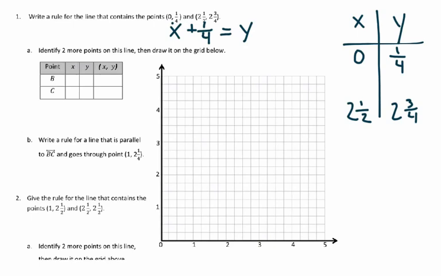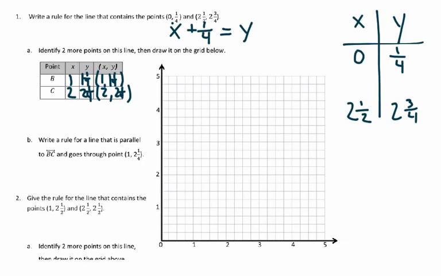So we're going to do that. We're going to take our little data box here, and we're going to find point B and C, and then we're going to plot our points and draw it here on the graph. Okay, so for point B, I picked 1 to be the x coordinate, so the y coordinate is 1 1/4. For C, I picked 2, so the y coordinate is 2 1/4.